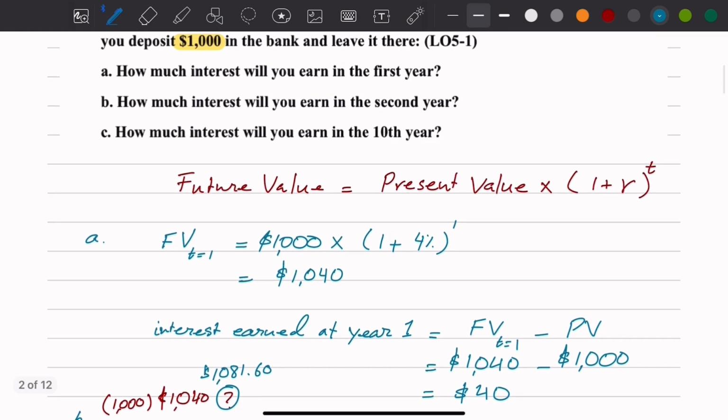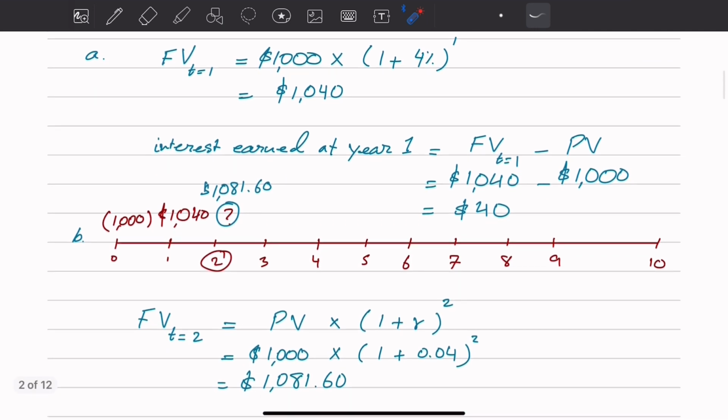Now for part C, we have a big jump. So we want to know how much interest will you earn in the 10th year. Okay, so we want to see how much interest was earned right here in this specific period, from the end of the 9th year to the end of the 10th year. Okay, so that means again, we're going to need to find both of these. We want to see what's the future value here and what's the future value here and find the difference between the two.